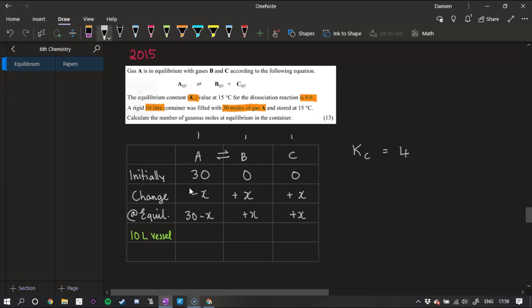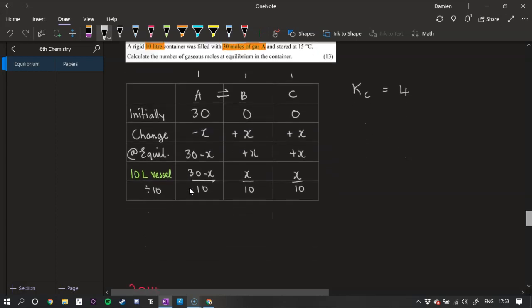We also have a 10 litre vessel, so we've got to take that into account. So dividing across by 10, that means we're going to have 30 minus X divided by 10 for A. We're going to have X divided by 10 for B, and X divided by 10 for C. And that's what we're going to put into our calculations.